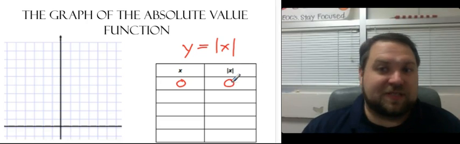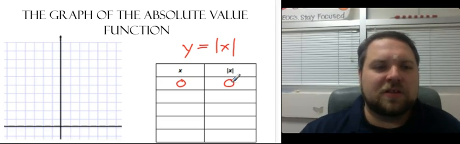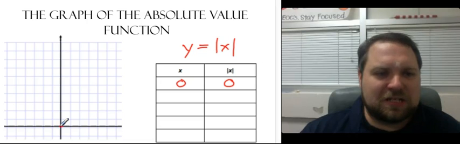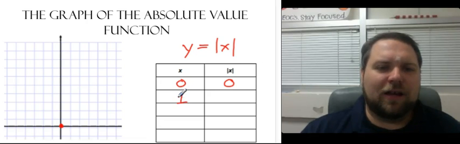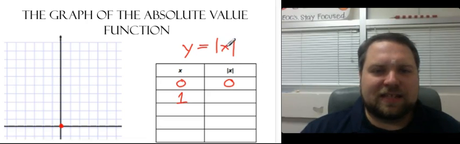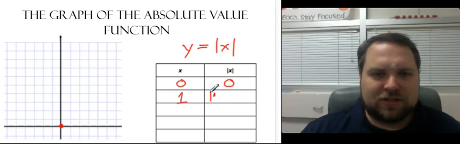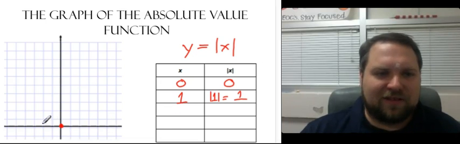How far is 0 from itself? It's not. It's there. So I have the point 0, 0, and can now graph that. So let's try 1. If I replace x with 1, I get the absolute value of 1, which is 1. So I would graph the point 1, 1.